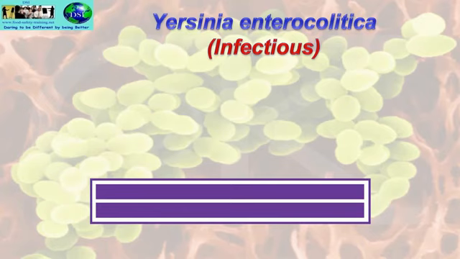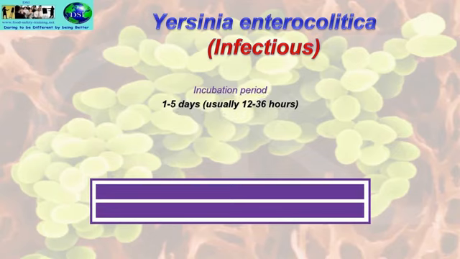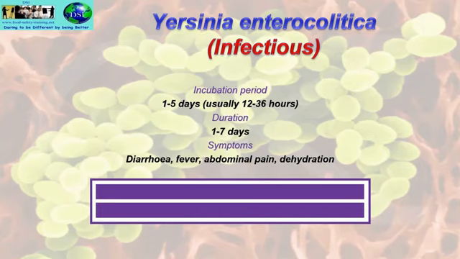Here's another one, Yersinia enterocolitica. Again, infectious, caused by the vast numbers ingested. Incubation period, 1 to 5 days, usually 12 to 36 hours. Duration, 1 to 7 days. Symptoms include diarrhea, fever, abdominal pain, and dehydration. So this is one that affects mainly the lower half of the body. And again, dehydration from the loss of fluids because of diarrhea.